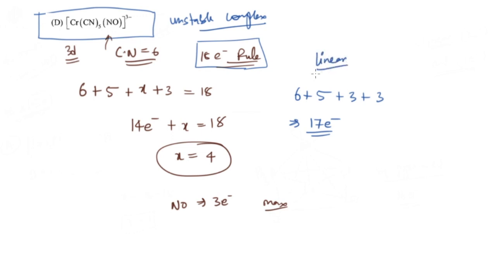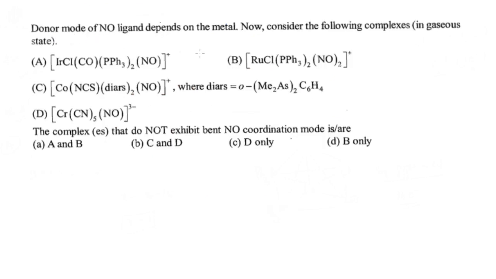Okay, so if I just look upon the question once again, we can find out the final answer for this question. So looking upon the options once again, we have seen that in the first one, we were having NO in the bent mode. In option number B, we were having two NO over there. One was in bent and the other one was in linear mode, right? And if you go with option number C, you were having NO in your bent mode, right?